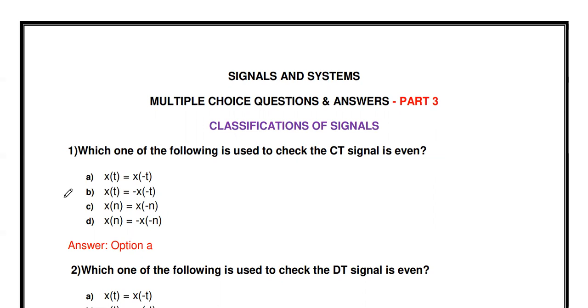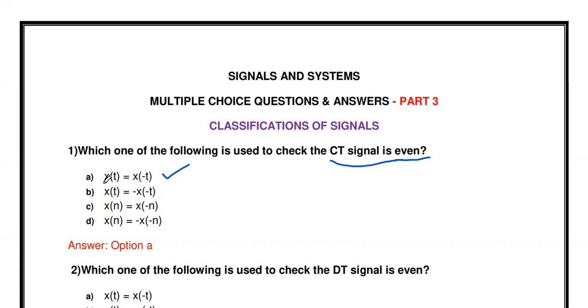So the first question: which one of the following is used to check whether a continuous time signal is even? You know the signals are classified into two types, even signal and odd signal. Even means it is called a symmetric signal. Odd means it is called an anti-symmetric signal. So the condition to check whether a continuous time signal is even is that x of t equals x of minus t.